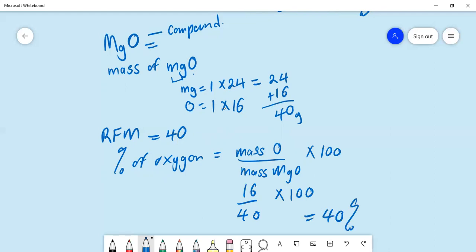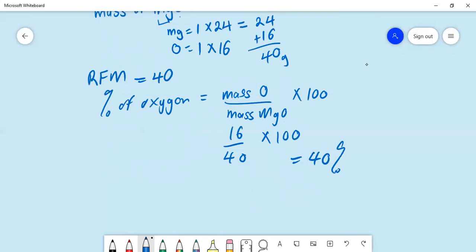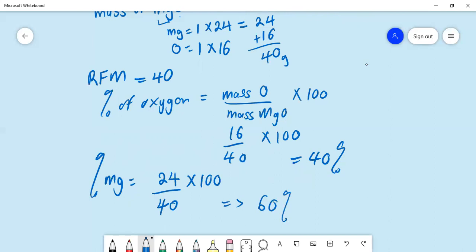So that's how we get the percentage of oxygen. If it was the percentage of magnesium, it would be the mass of magnesium, which is 24, out of the total, which is 40, times 100%. What do you get? 60%. Very good. So that's how we get the percentage composition from the mass. Any question?